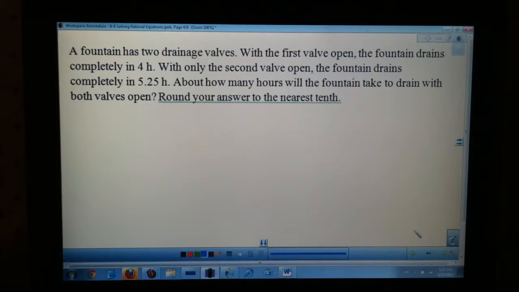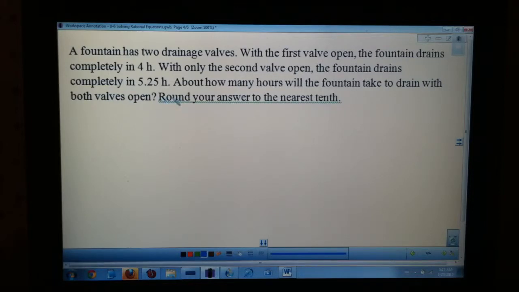Alright, now a word type problem. This one says two fountains have two drainage valves. With the first valve open, the fountain drains completely in 4 hours. So fountain 1 can do the job in 4 hours. With only the second valve open, the fountain drains in 5.25 hours. How many hours would it take for the fountains to drain with both valves open, rounded to the nearest tenth?